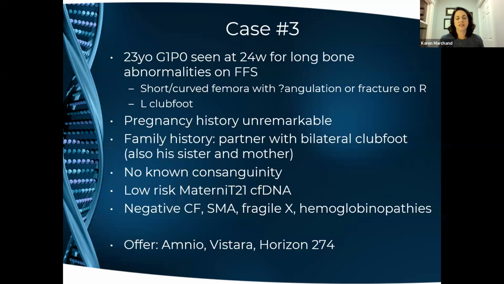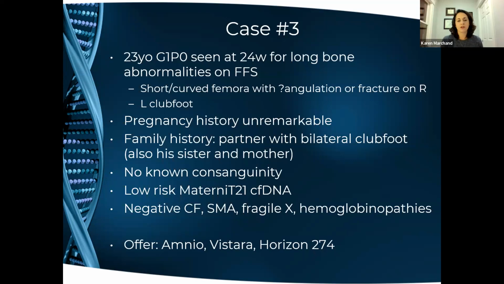The next case is a 23-year-old primigravida seen at 24 weeks for long bone abnormalities on her fetal survey. So specifically, the femora were short and curved with question of an angulation or fracture, and there was also a left club foot. The pregnancy history was unremarkable, but the family history was notable for her partner having bilateral club foot, as did his sister and mother. So presumably an autosomal dominant clubfoot predisposition in that family. There was no known consanguinity, and she had previously had a low-risk Materni21 cell-free DNA and negative carrier screening.